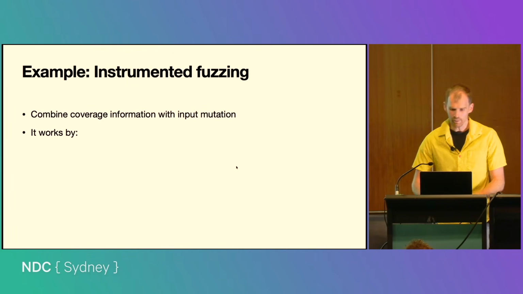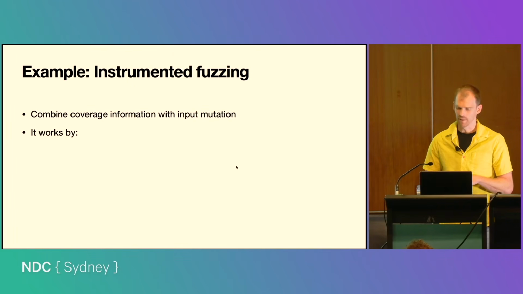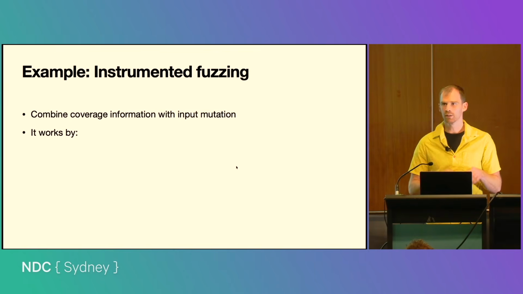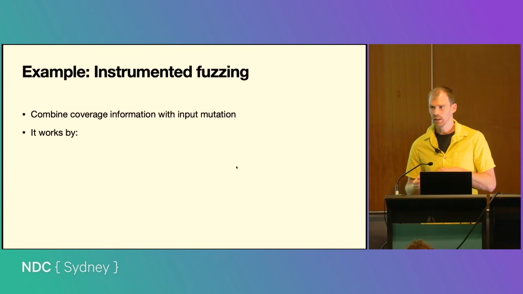Okay, so now we're going to look at instrumented fuzzing. So far we've basically been throwing more or less random inputs at our functions in order to exercise as much behavior in them as possible. So now we're going to look at how we can use coverage information directly in order to figure out better inputs to give to our functions.